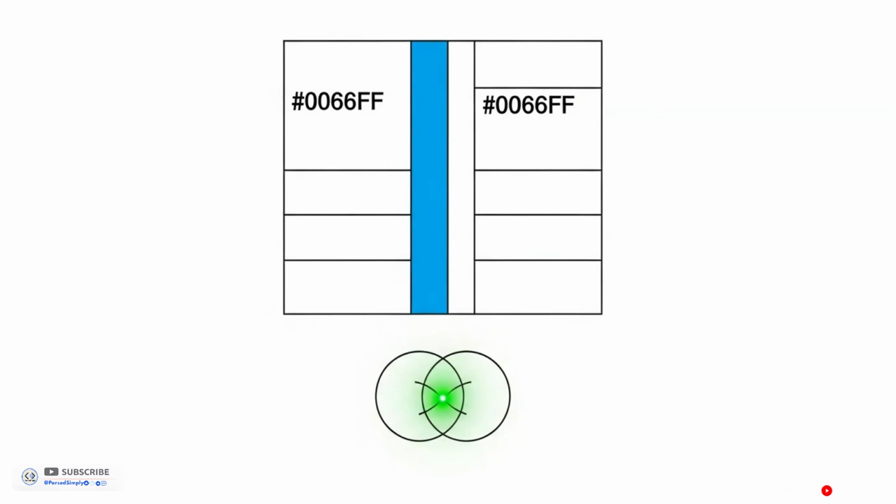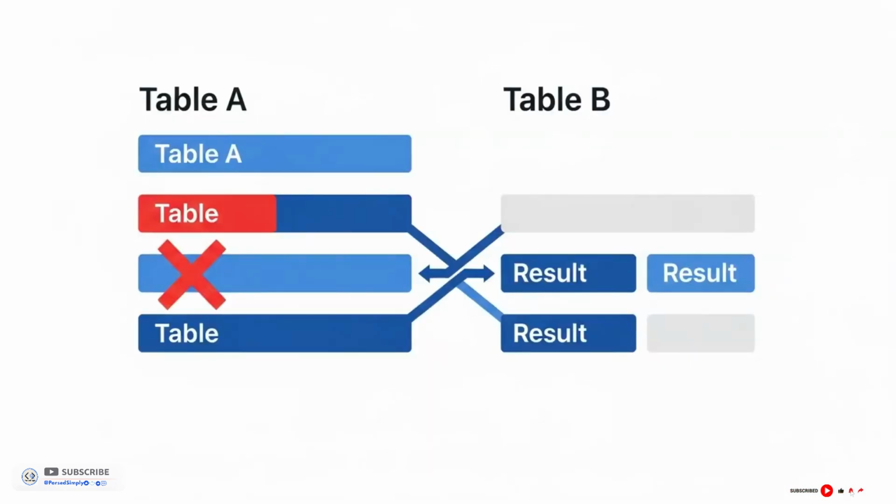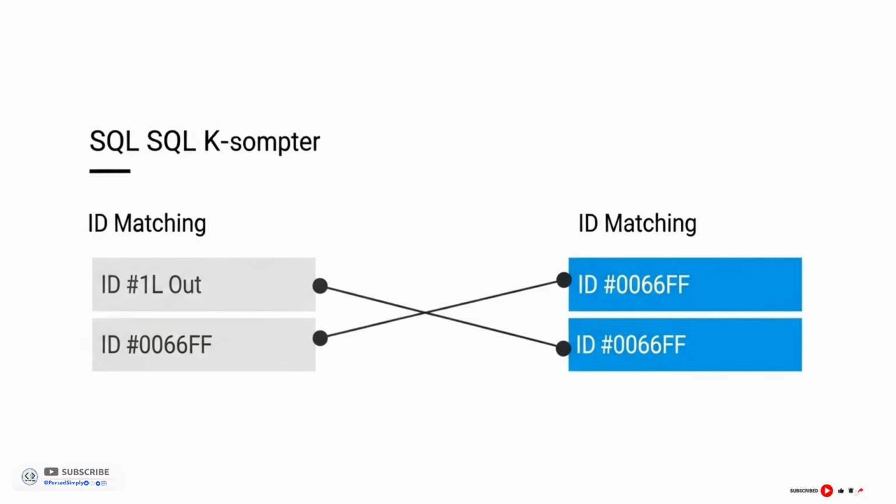It returns only the rows where there is a matching value in both the left and right tables. Mathematically, this represents the intersection of two sets. If a record exists in one table but lacks a corresponding key in the other, it is excluded from the result entirely. In practice, an inner join is used when you only want to see data with a complete relationship, such as a list of customers who have actually placed an order.